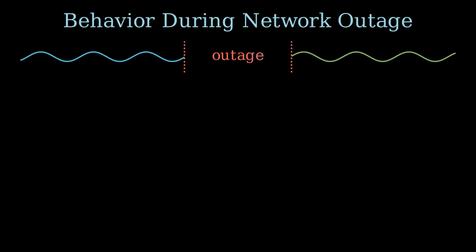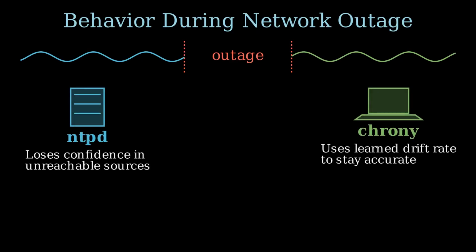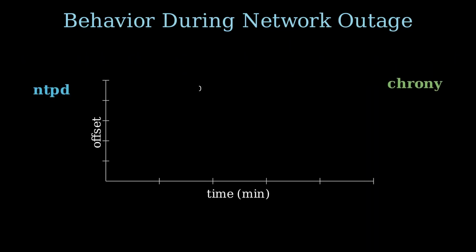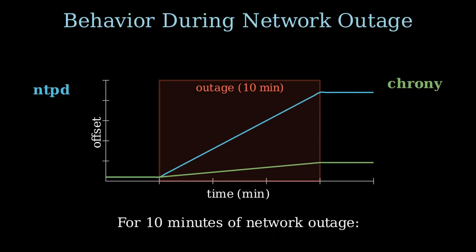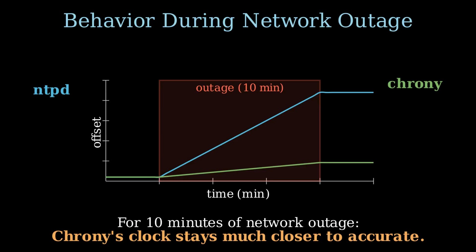During network outages, ntpd marks unreachable sources as untrustworthy. Chrony falls back to the drift rate it learned about your specific machine. Chrony's clock stays much closer to accurate during disconnects.